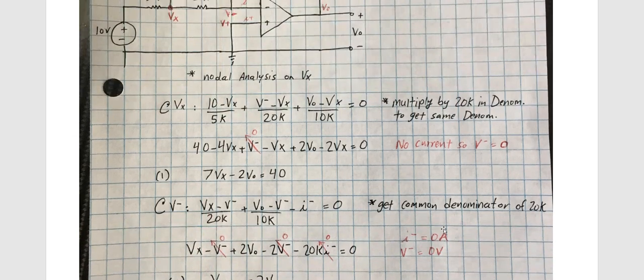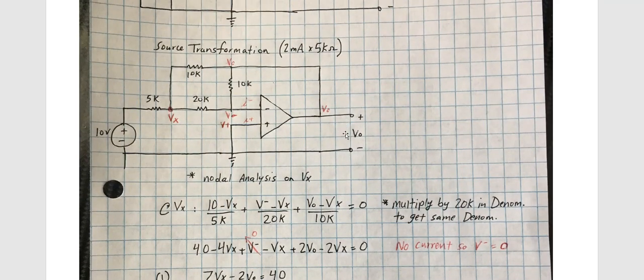Now, since we got a negative, we know that this is an inverting op amp.